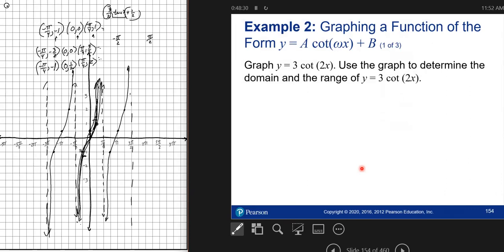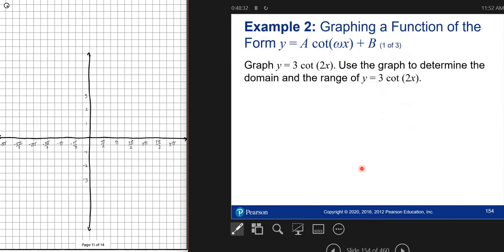Now we're going to be talking about cotangent. All right, cotangent again has a period of pi, but it goes from 0 to pi. So the asymptotes are at the multiples of pi.